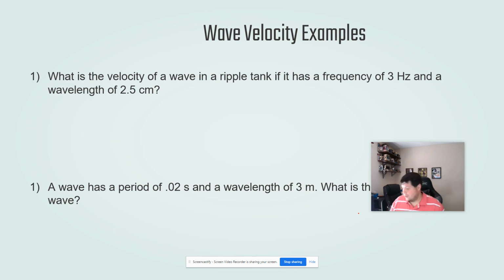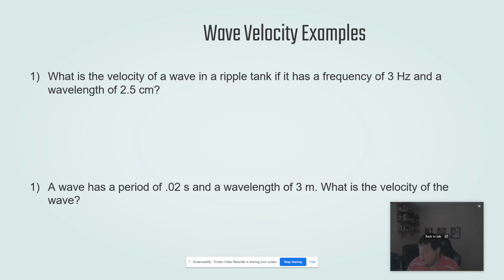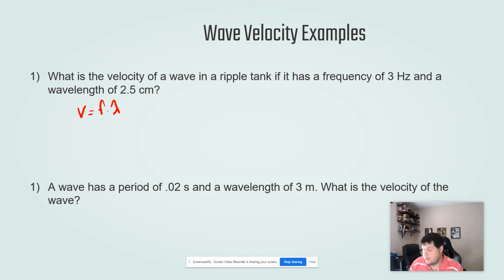So let's do some problems with this one here. First one is, what's the velocity of a wave in a ripple tank? It has a frequency of 3 hertz and a wavelength of 2.5 centimeters. So we know V is equal to frequency times wavelength. V here is going to be my frequency, 3 hertz, times my wavelength, 2.5 centimeters. 3 times 2.5 is 7.5 centimeters per second.